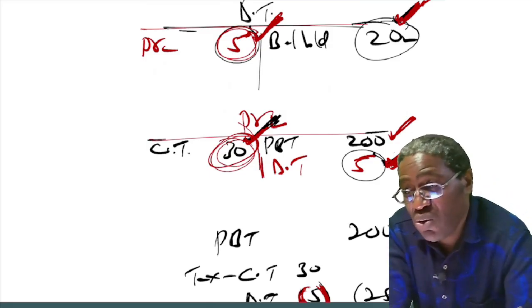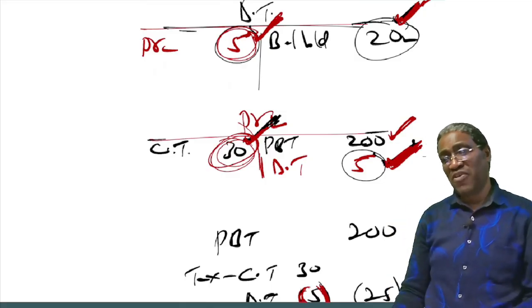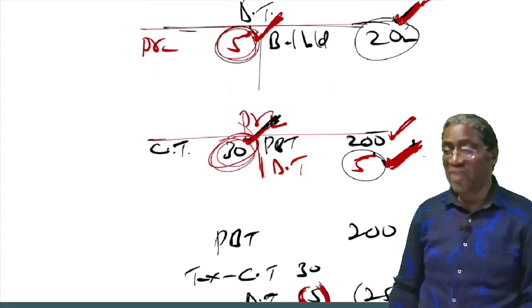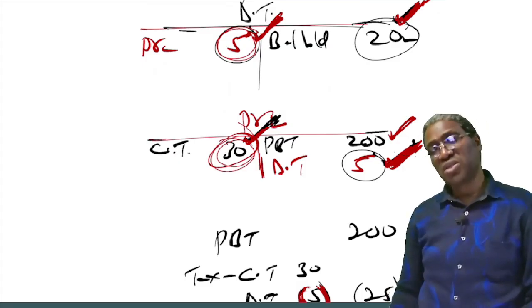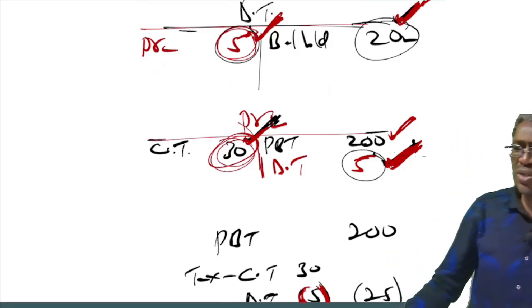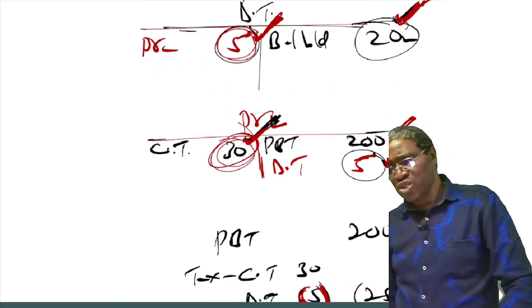So I hope now you have understood when to add the 5 million to the corporation tax and when to deduct the 5 million from the corporation tax. Okay, good. Of course, we shall be doing questions, so it will become clearer as we do the question.